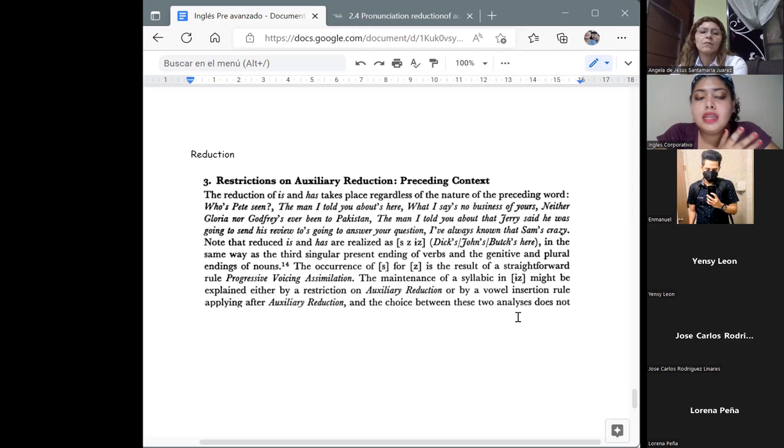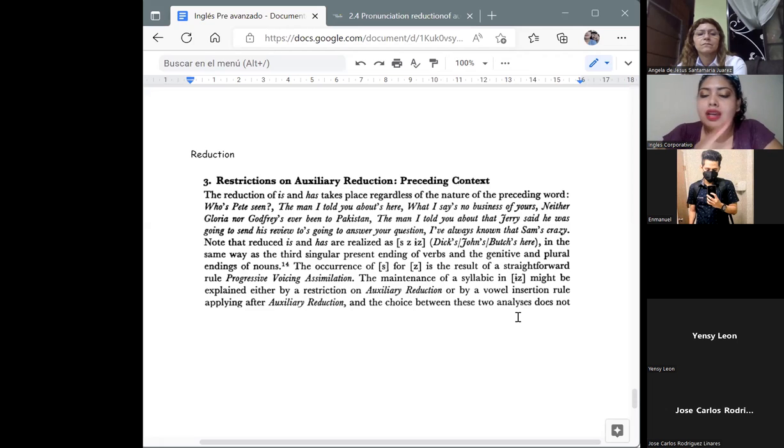So in that case, people that talk in English use those reductions when they are speaking, because they speak very fast or talk very fast, and they make that sound. So in that case, we do not just pronounce all the words that we have in a sentence. In this case, we can make this kind of reduction.